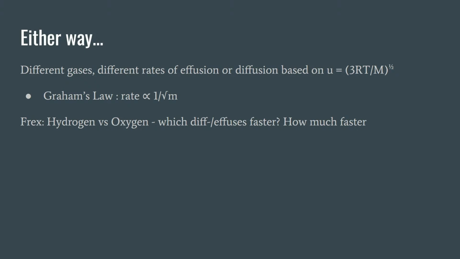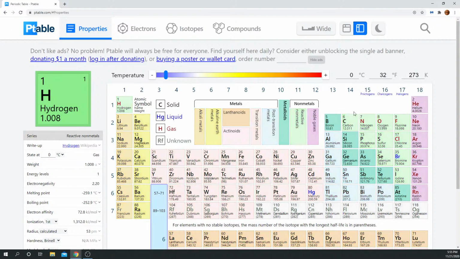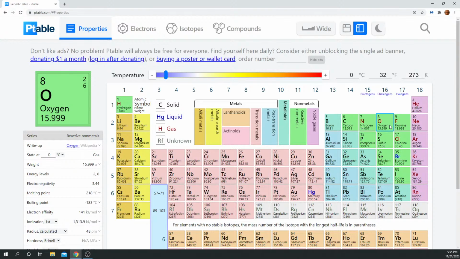For that, we pop over to our periodic table. Hydrogen has a molar mass of about 2, because remember, we're talking about diatomic elements. Oxygen has a molar mass of about 32. So oxygen is 16 times heavier than hydrogen. Therefore, it's going to be slower. In fact, it's going to be the square root of 16 times slower. Meaning hydrogen will effuse or diffuse 4 times faster than oxygen will. Oxygen will diffuse or effuse at 1/4 the speed of hydrogen because it's 16 times heavier.